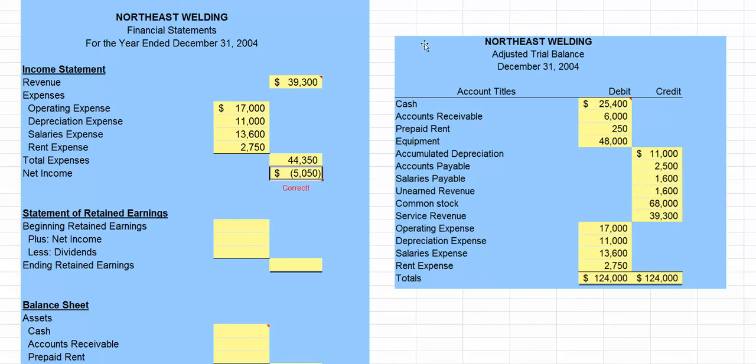Since this is our first year in business, our beginning retained earnings, of course, is zero. We add to that net income, which in this case was a $5,050 operating loss. We had nothing in the way of dividends, so our ending retained earnings is our beginning retained earnings plus net income minus dividends. Our ending retained earnings will be $5,050. Let's go ahead now and prepare our balance sheet.